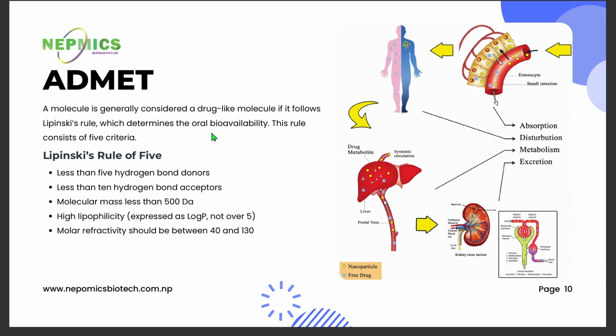So for any kind of molecule to be considered as a drug, they have given different guideline values. Among them, Lipinski's rule of 5 is one of them. It has 5 different guideline values. If any compound or drug molecule follows Lipinski's rule of 5, then it is considered as a drug.